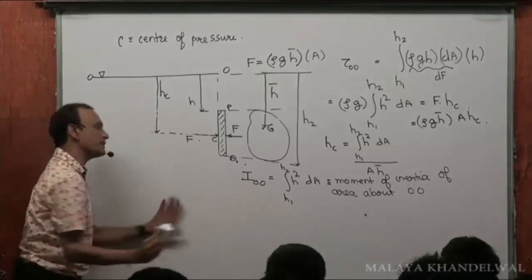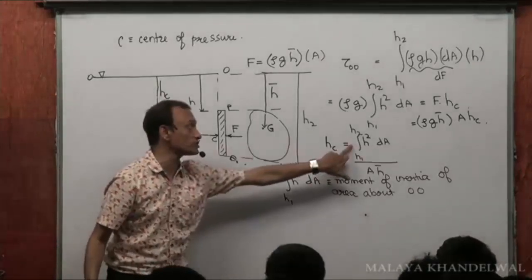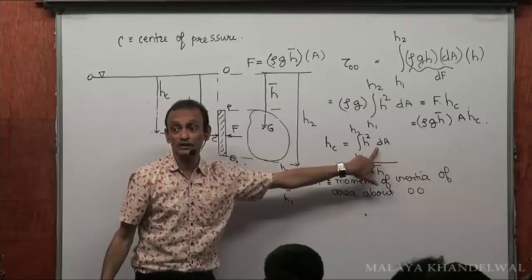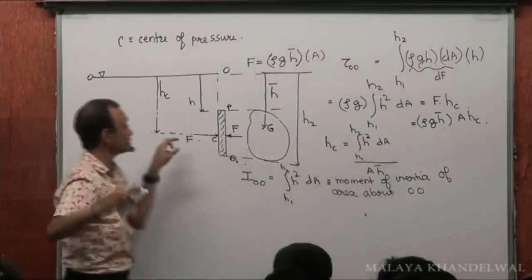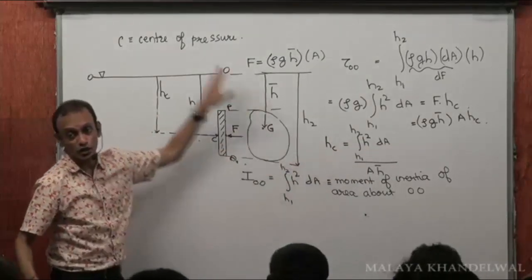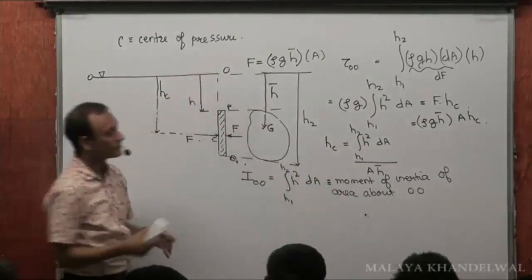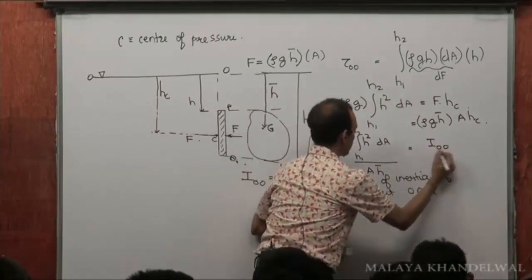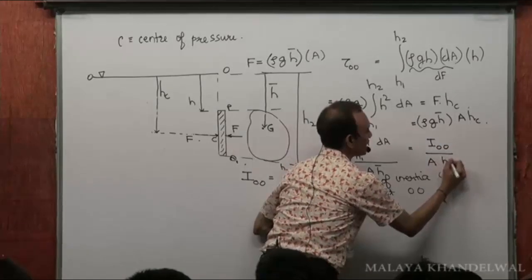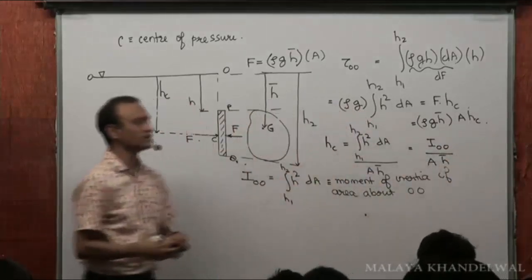Now look, let me come down to this, because this is what is of importance. This is moment of inertia of area about the free surface of this submerged surface. Right? So this is IOO divided by A H bar.